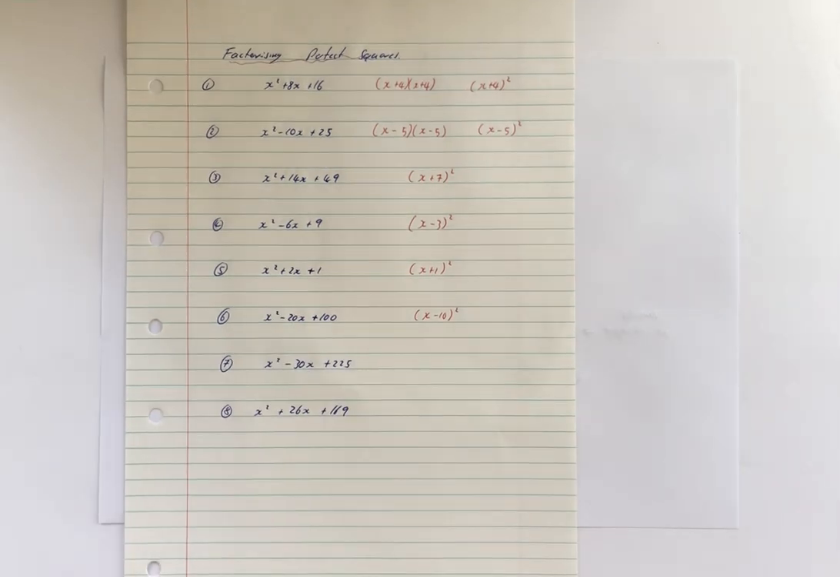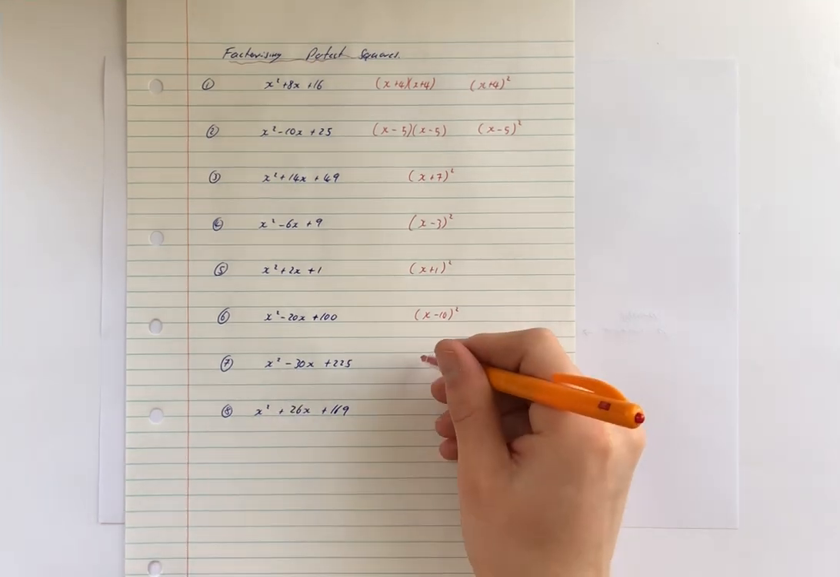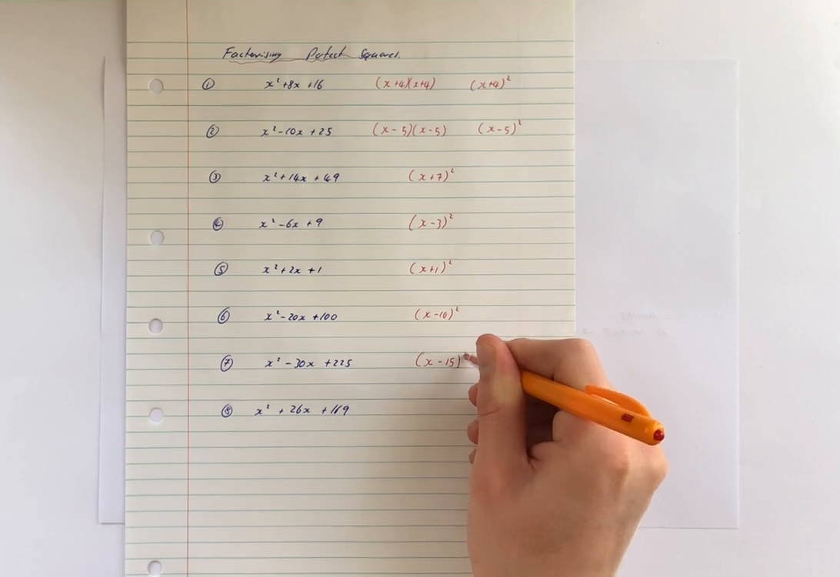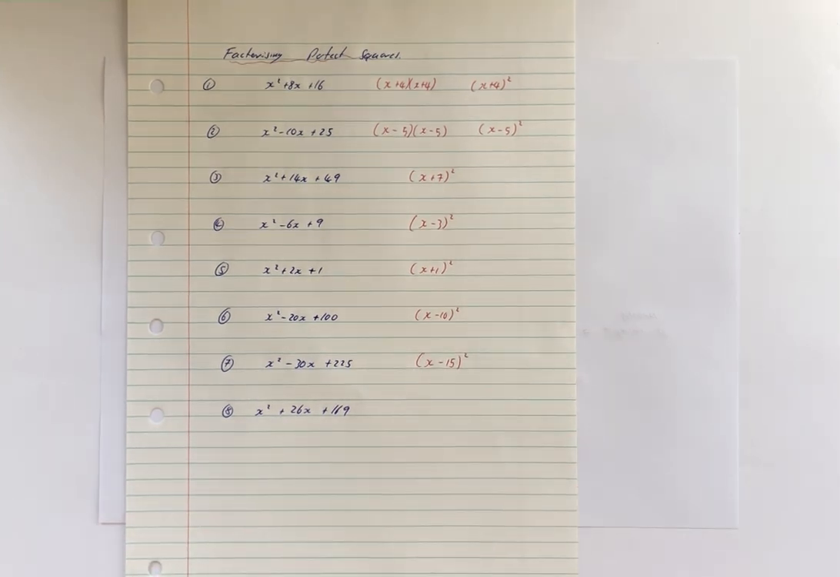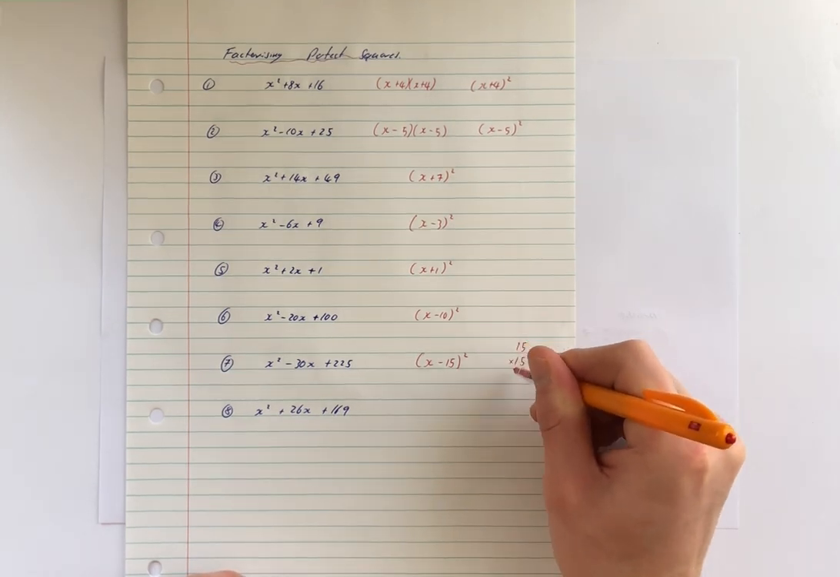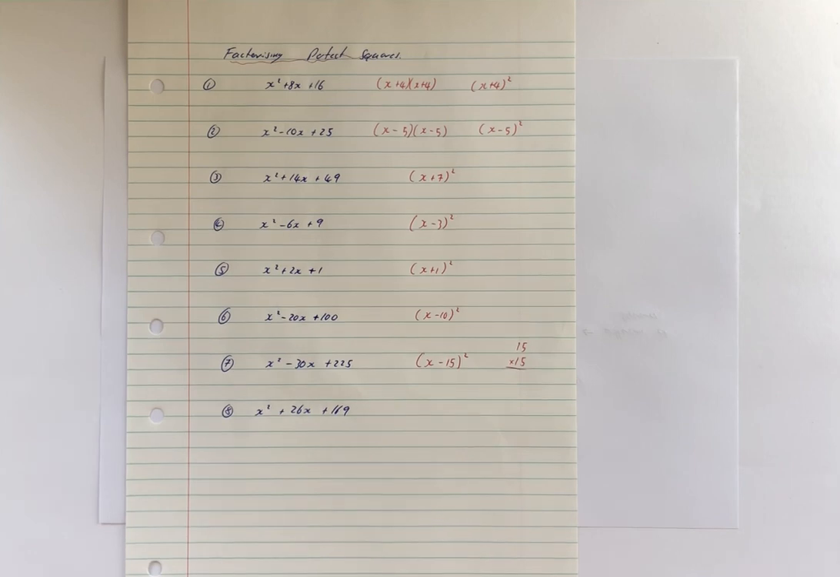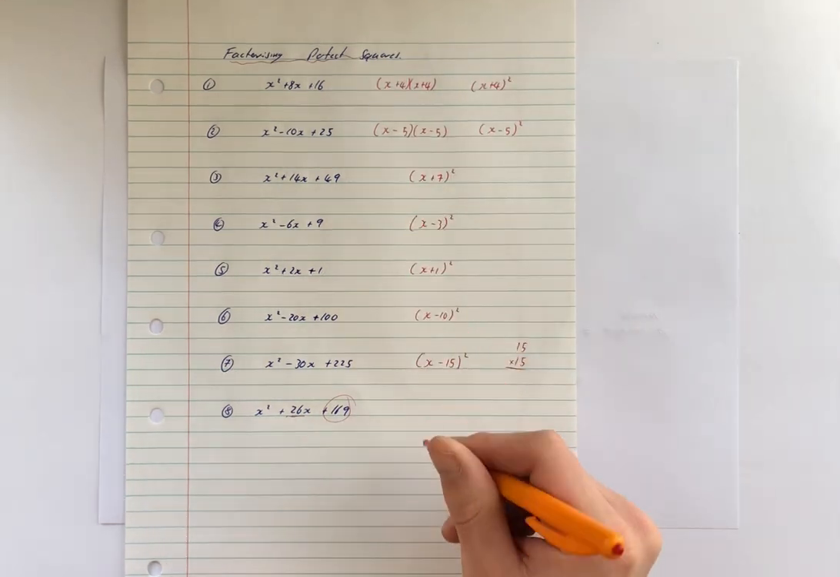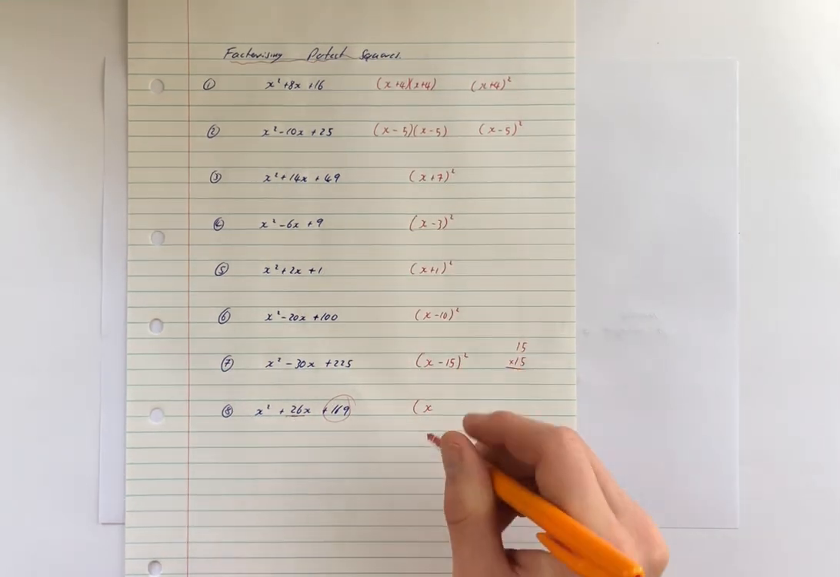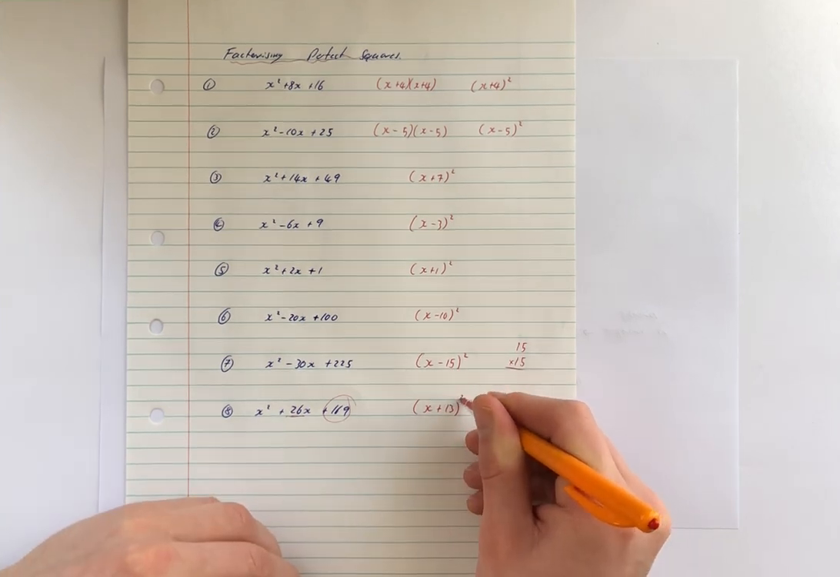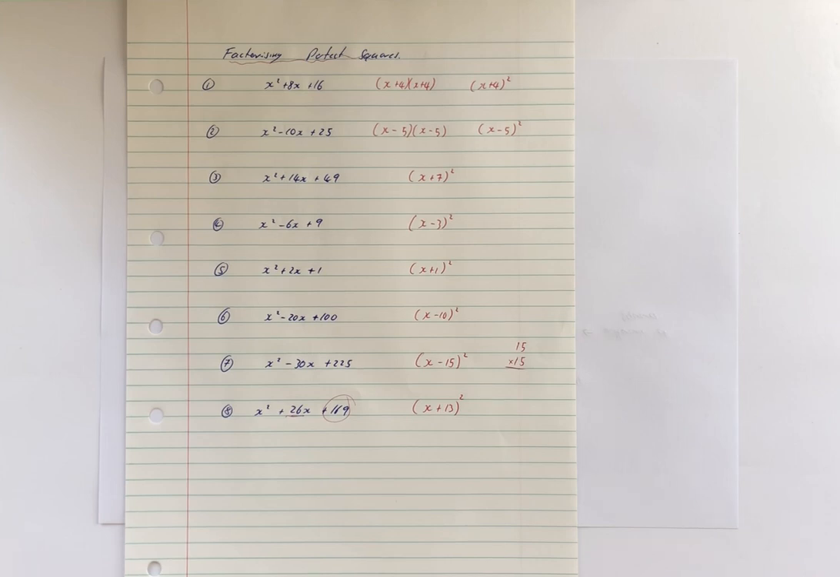Question 7, x squared minus 30x plus 225. Well, 225 is pretty hard to take the square root of, but negative 30 isn't hard to halve, so that's going to be x minus 15 all squared. So 15 squared is 225. You could do a quick algorithm on the side if you want to check that. Last one, x squared plus 26x plus 169. Again, 169 is quite hard to get the square root of, but these are perfect squares, so we should recognize that we're going to have half of 26. So x plus 13 all squared. So there we have it. Those are two special cases of quadratic factorization.